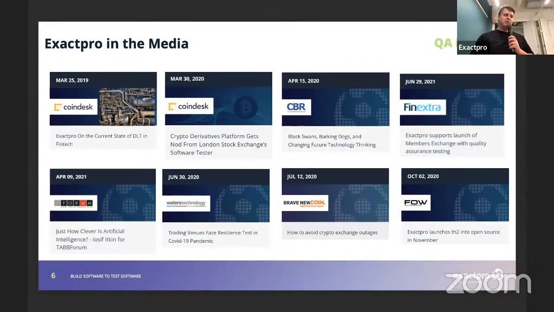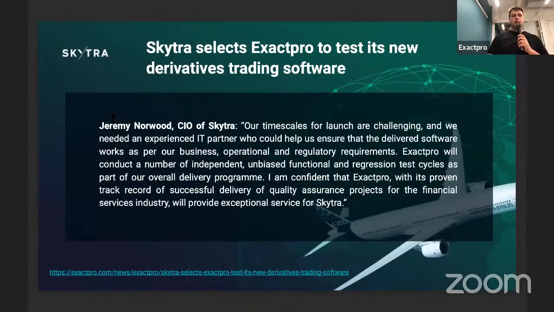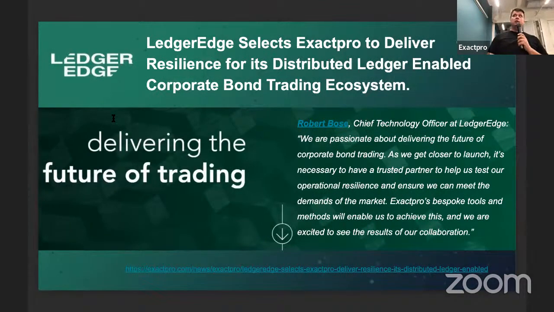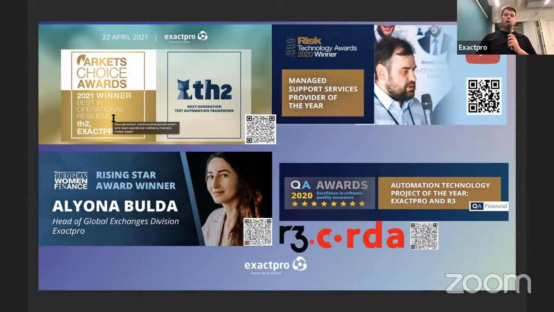There are lots of materials available online about Exactpro and our research on distributed ledger technology and AI. We are very proud of the projects that we deliver for our clients, in particular MEMX, the fastest growing equity exchange in North America, Skytra, a subsidiary of Airbus that uses a platform from NASDAQ, Ledger Edge, delivered by software development house Yala Labs in Sri Lanka and based on distributed ledger technology from R3, and many others. Exactpro has lots of awards in operational resiliency and test automation areas.